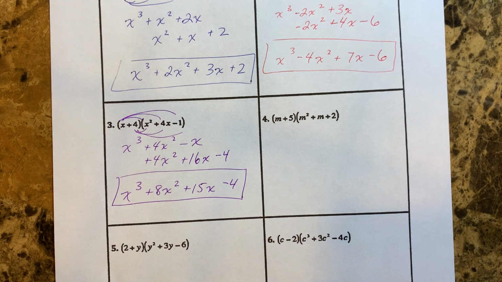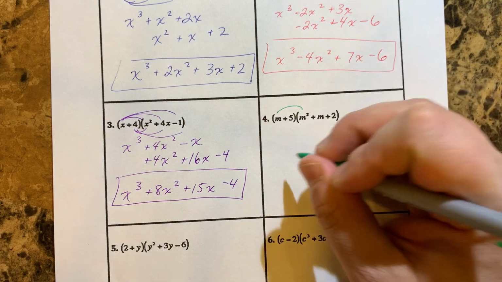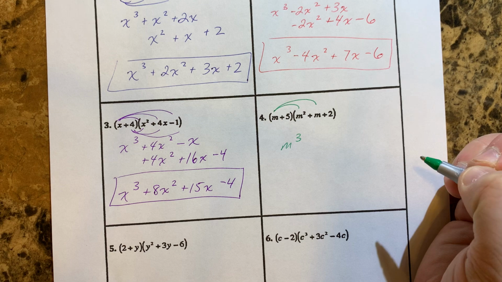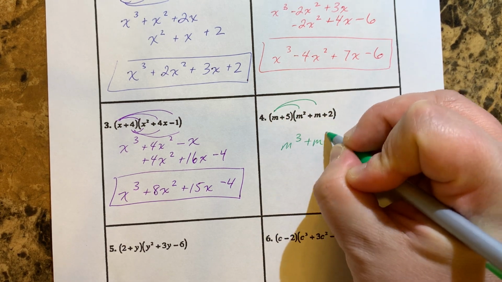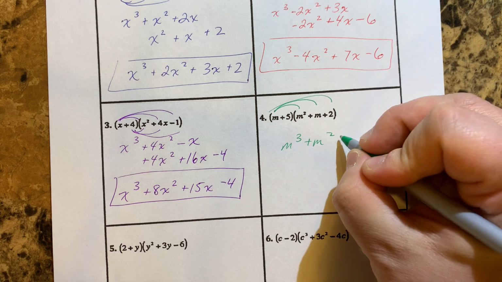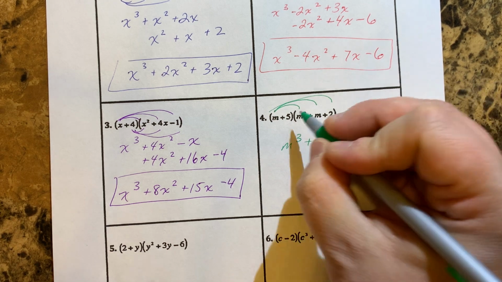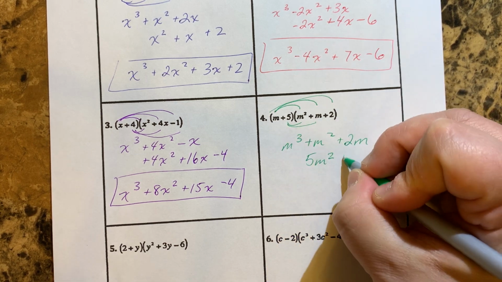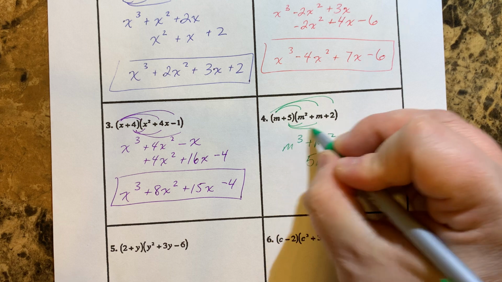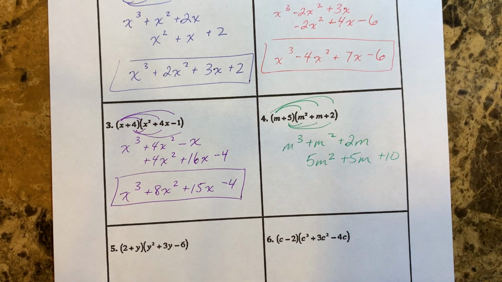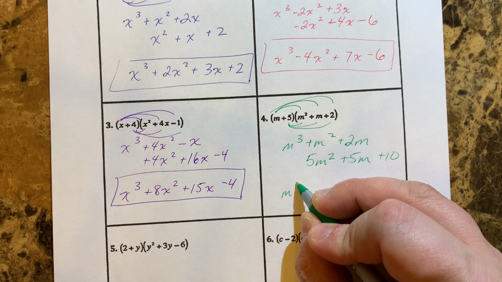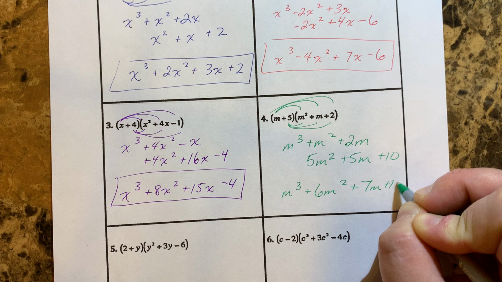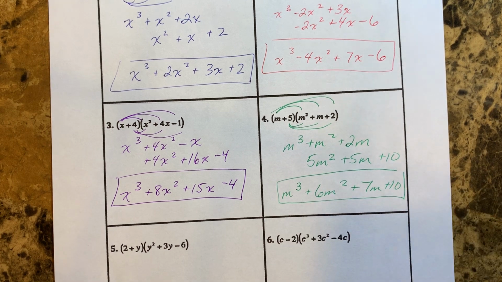All right, question number 4. Sorry, m times m squared is m cubed. M times m is m squared. M times 2 is 2m. 5 times m squared is 5m squared. 5 times m is positive 5m. 5 times 2 is positive 10. Combining our like terms, that gives us m cubed plus 6m squared plus 7m plus 10. Final answer, polynomial.